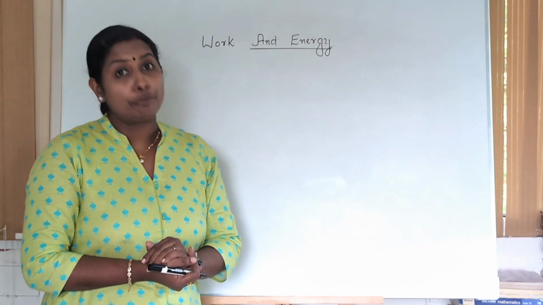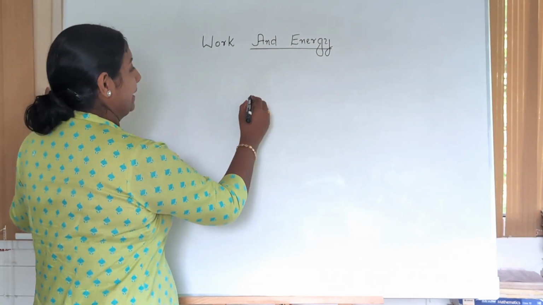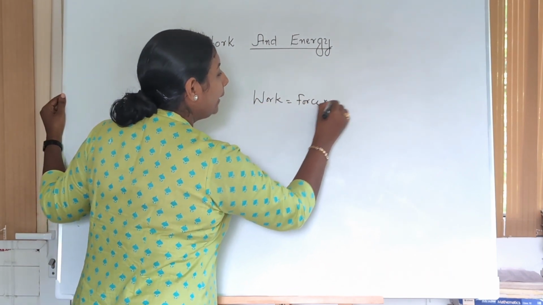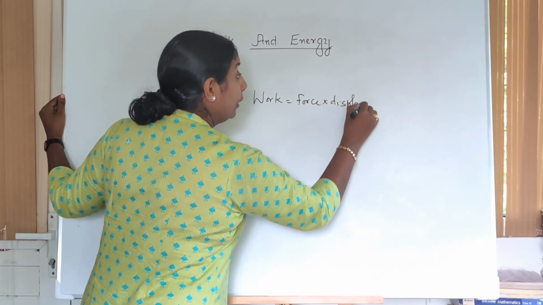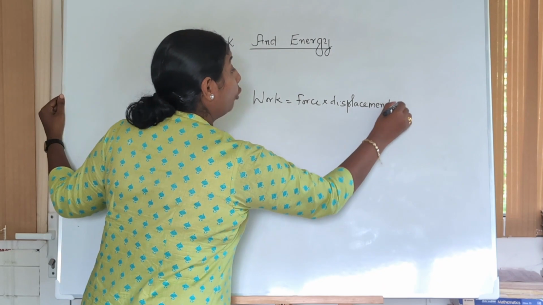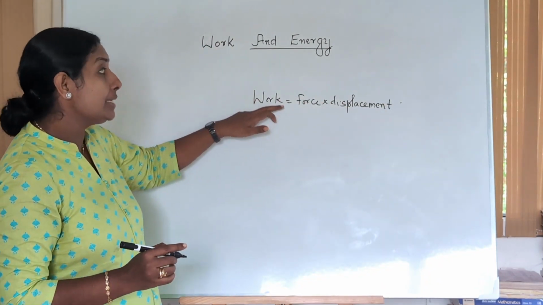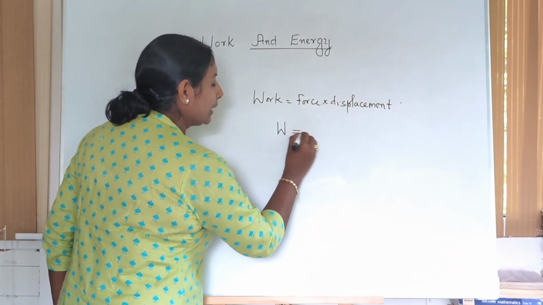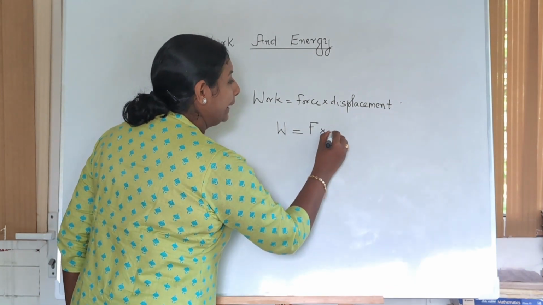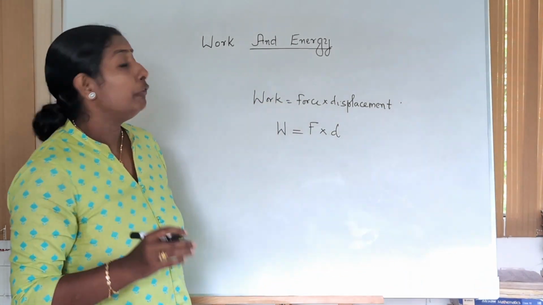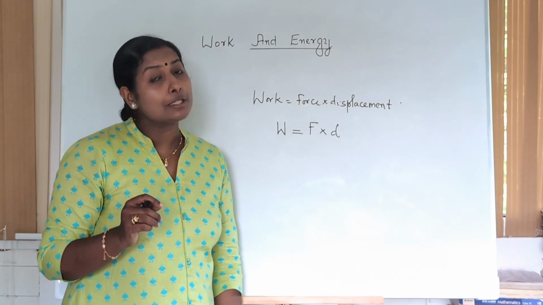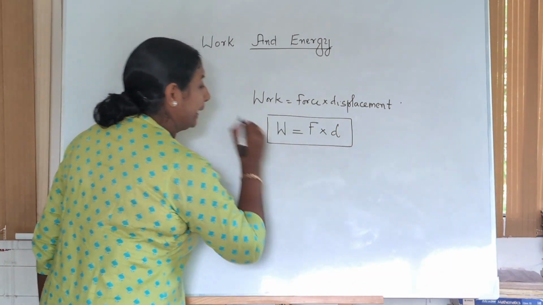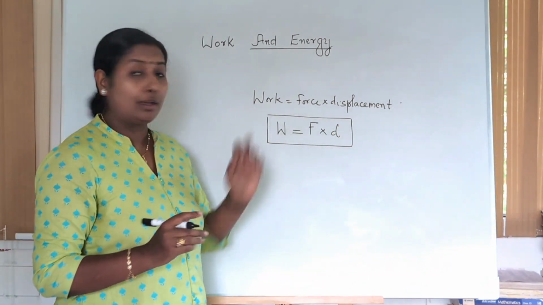So, can we convert this definition to a mathematical equation? So, we will write it. Work is equal to force into displacement. So we have already defined work as the product of force and displacement. So we can write it as W = F × D. Already in the first chapter, we know what displacement is. It is the shortest distance between the initial and the final points. So W = F × D is the mathematical equation for work.